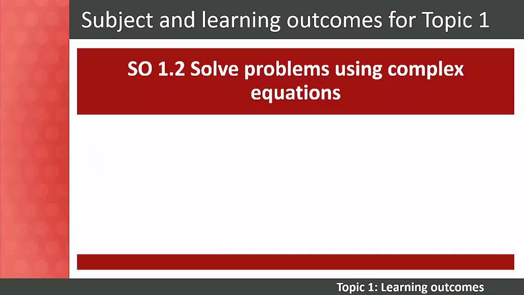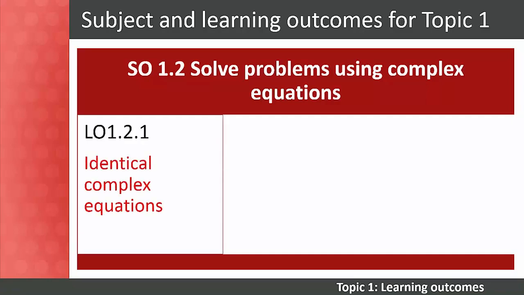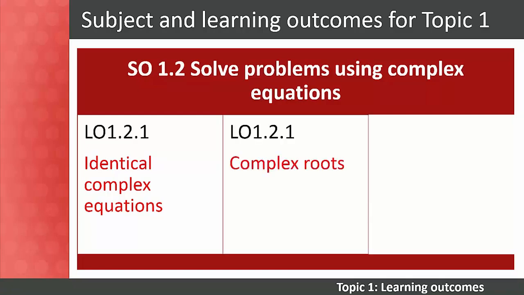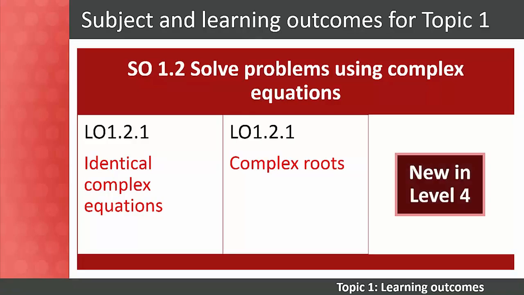By the end of Subject Outcome 1.2, students must be able to solve identical complex equations in rectangular or standard form, and use complex numbers to solve equations that cannot be solved using the real number system by applying factorization and the quadratic formula. Please keep in mind that identical complex equations and complex roots are both new content in Level 4.